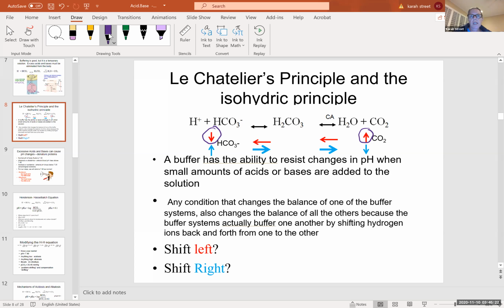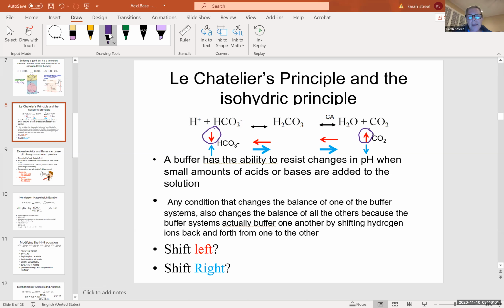I have two options again. I can make the equation go to the right more. If I add more bicarbonate, then I'm going to shift everything to the right to form more CO2. Another way to make everything shift to the right is if I lower CO2, then everything shifts to the right to fill that void. That's Le Chatelier's principle. It's trying to find a new equilibrium. It's trying to right the tipping boat, right? The boat's taking on water and we're trying to correct it.